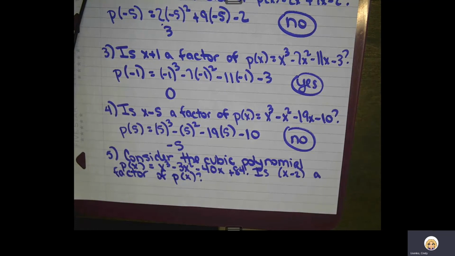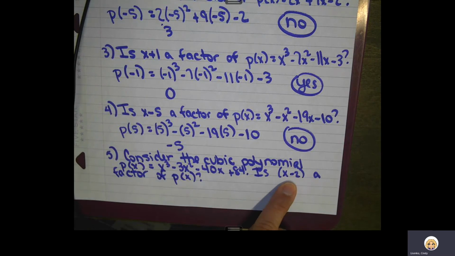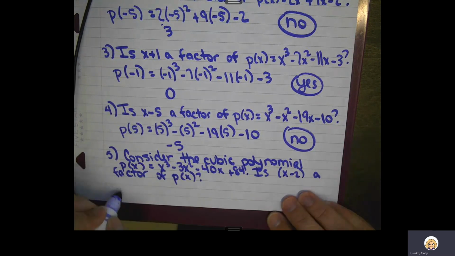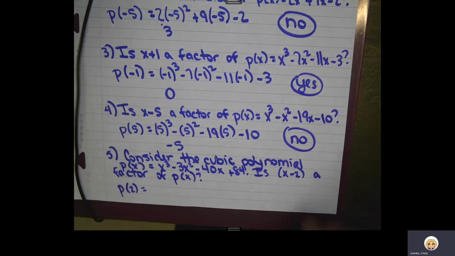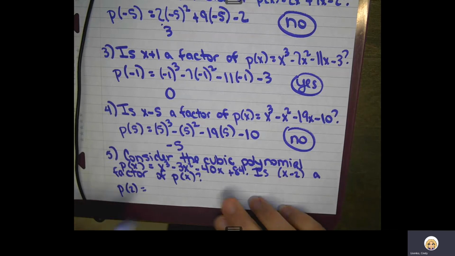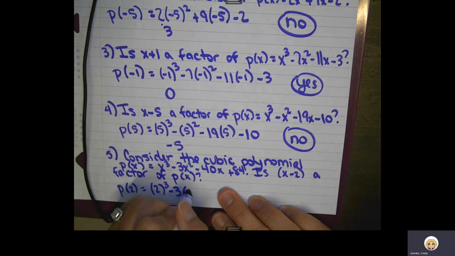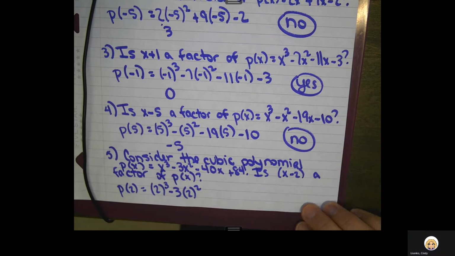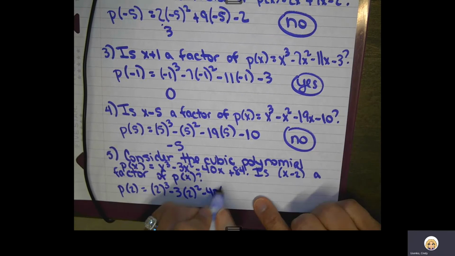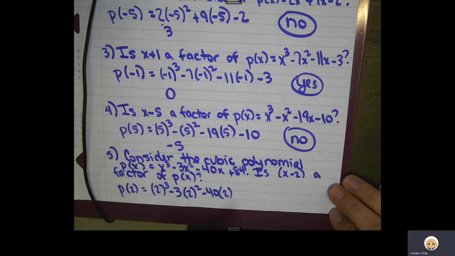Well, this is the same question, but just worded a little differently. So to figure out if x minus 2 is a factor, we are going to plug in +2. So we're going to do p of 2. So every x becomes a 2. So we're going to have 2 cubed minus 3 times 2 squared minus 40 times 2 plus 84.